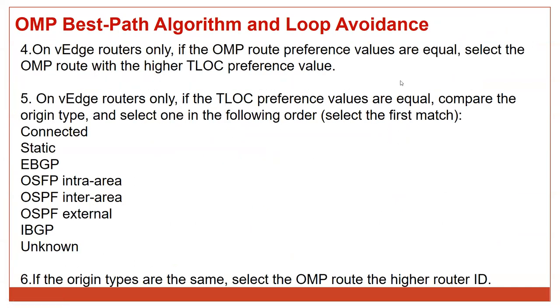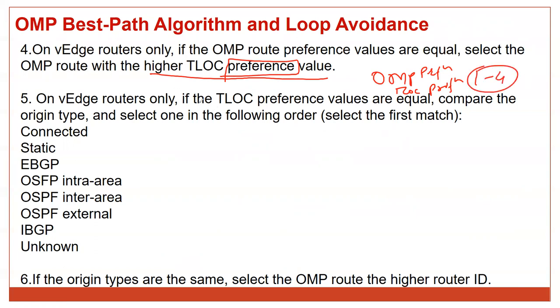Let's see point number 4. Now, if your points number 1, 2, 3 are the same, then how will it select the best path? Then it will select the OMP route with higher TLOC preference. Remember, this preference thing is there in OMP as well. So OMP preference, and then you have TLOC preference as well. Both have preference values. Great. So if 1 up to 4 are default, meaning you haven't made any change and they are the same, then it will check point number 5.